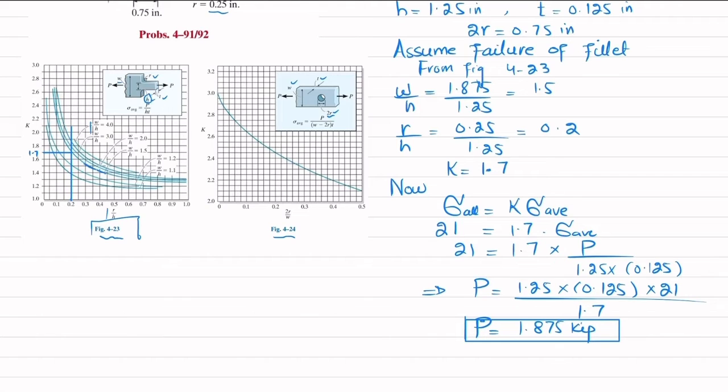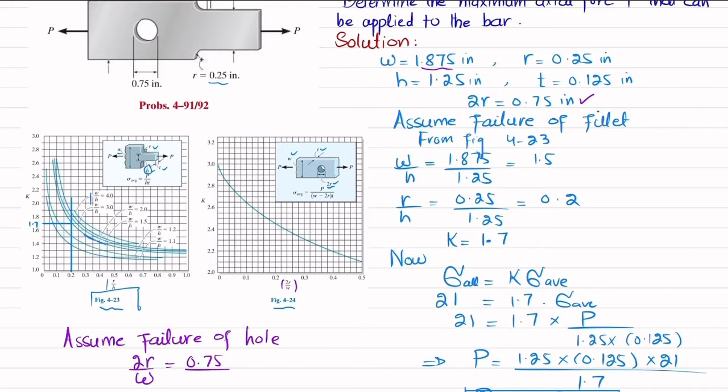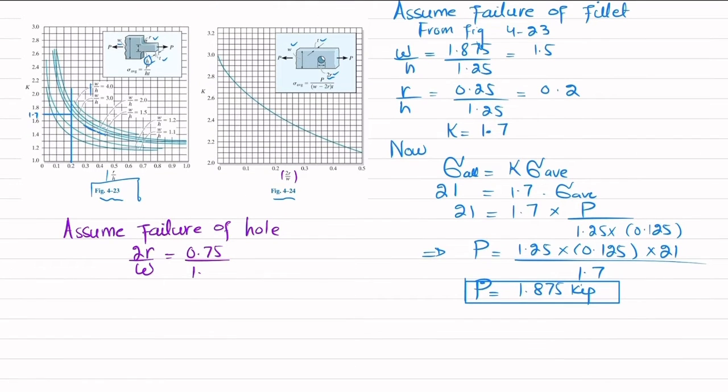Now we will find this P by assuming failure of the hole. Again, we will find the stress concentration factor. For that, we will need 2R by W. So 2R by W, 2R is 0.75 and W is 1.875. That will give you 0.40. So again, you can see 0.40 is this point. If you draw a vertical line, it intersects this curve, and at the intersection point, if you draw a horizontal line, you get K is 2.2. So K is equal to 2.2.